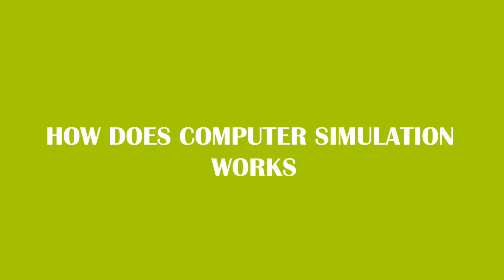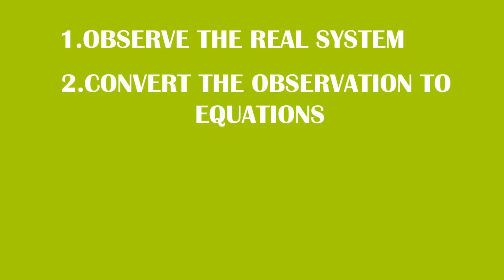Now let's answer the main question. How does computer simulation actually work? The process usually has five stages. First, we observe the real system. Suppose we want to simulate a bridge, we collect information: material properties, load conditions, environmental forces, dimensions. We gather real world data. Next, we convert observations into equations: stress equations, force equations, material equations. Now, the bridge exists mathematically, not physically. Equations alone are not enough. We must translate them into computational steps.